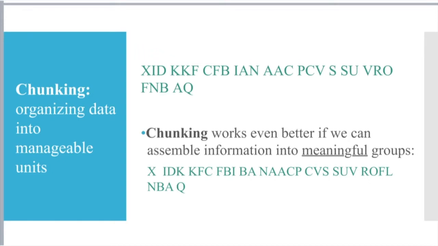Chunking works even better if we can assemble information into meaningful groups, right? So here we have X, IDK, KFC, FBI, BA, NAACP, CVS, SUV, ROFL, MBA, Q, right? Like if we're organizing these in ways like, oh yeah, I don't know, Kentucky Fried Chicken, the Federal Bureau of Investigation. If we're applying meaning to what we're trying to remember, we're going to be more likely to be able to memorize it. So that's one kind of method for effortful processing to, again, store and potentially in the future retrieve information.